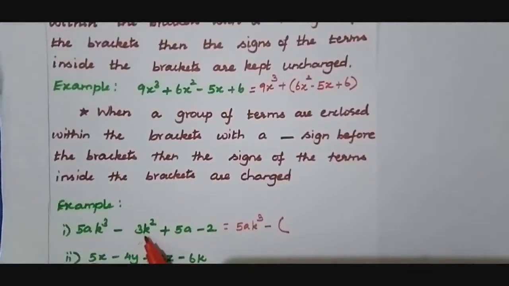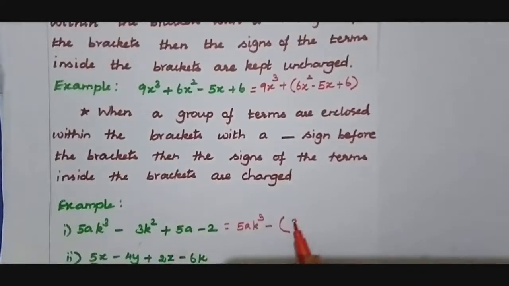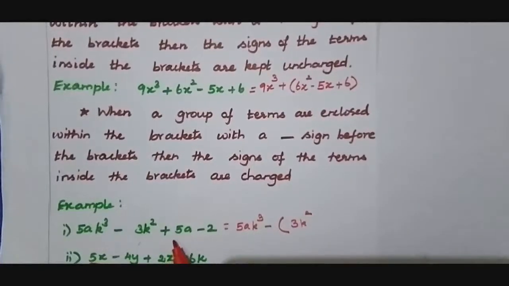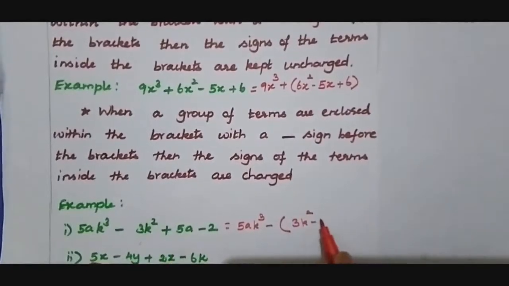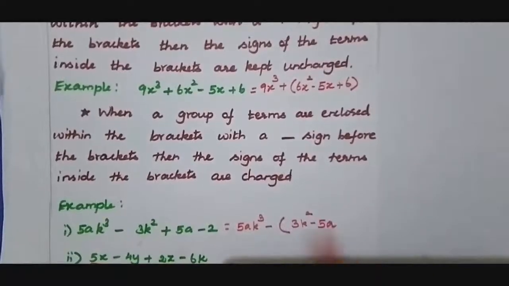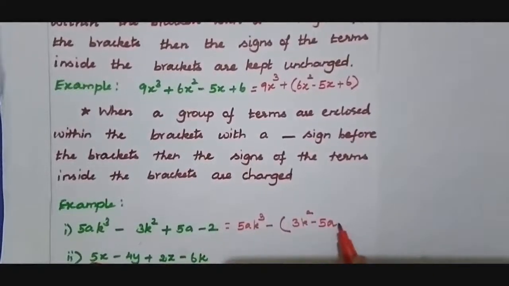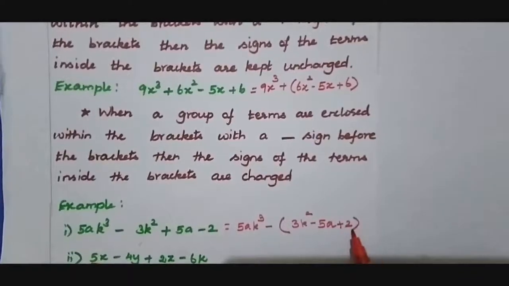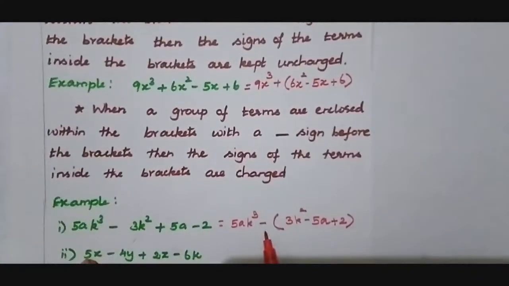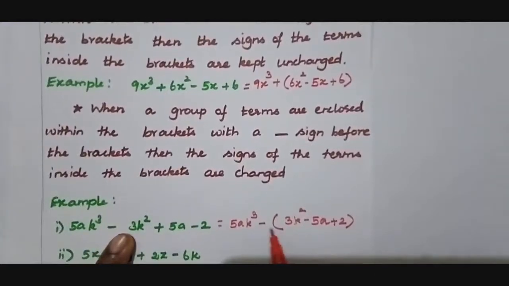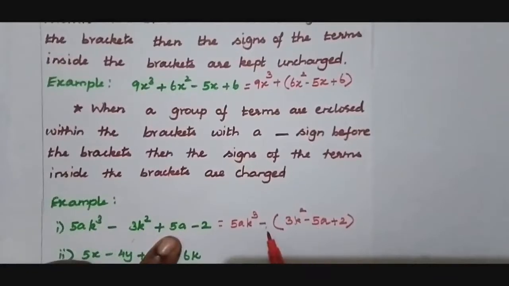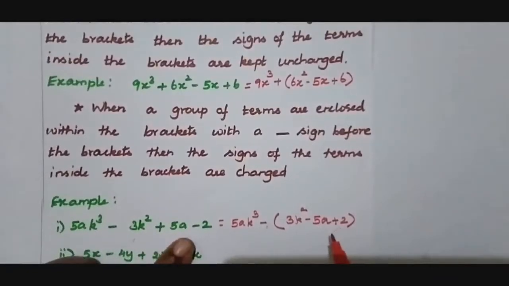Here this is minus 3k square, so you can write this one as plus 3k square. This plus 5a becomes minus 5a, and this minus 2 becomes plus 2. Now you can cross check your answer. Minus into plus is minus 3k square, minus into minus is plus 5a, minus into plus is minus 2.